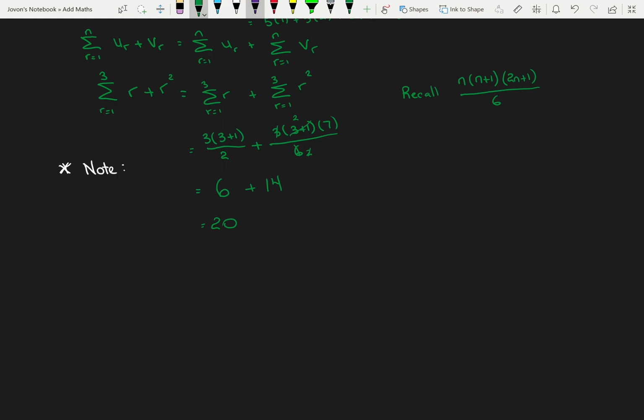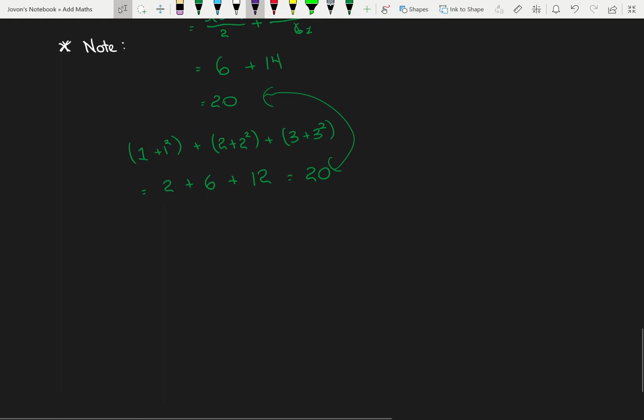So what this says is that this is equal to 1 plus 1 squared plus 2 plus 2 squared plus 3 plus 3 squared, which is equal to 2 plus 2 times 2 is 4, 4 plus 2 is 6, plus 3 times 3 is 9, 9 plus 3 is 12, and we get 20. So we know that this works as well, right?